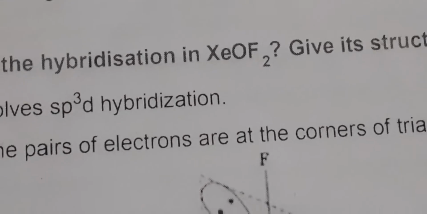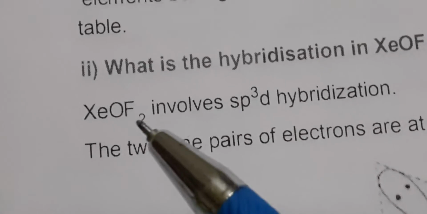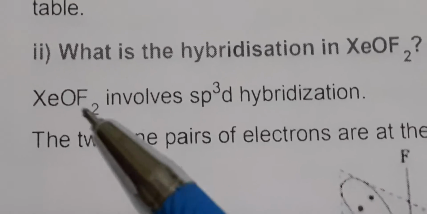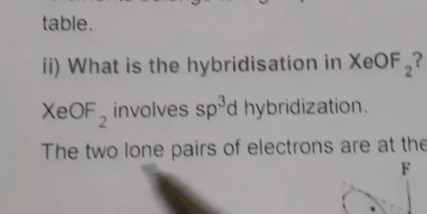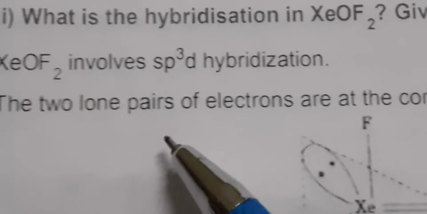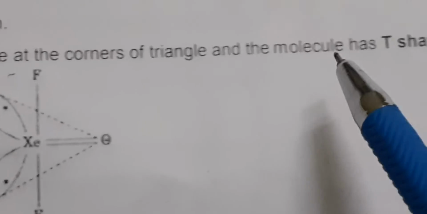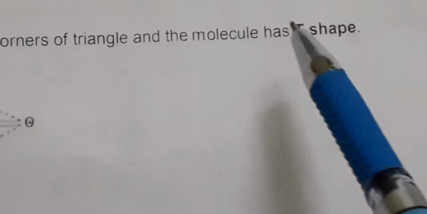Okay, next same question la second subdivision. So what is the hybridization of XeOF2? Give its structure. The hybridization involved in XeOF2 is sp3d hybridization. In a hybridization, sp3d hybridization. The two lone pairs of electrons are at the corners of a triangle of the molecule and it has a T shape.